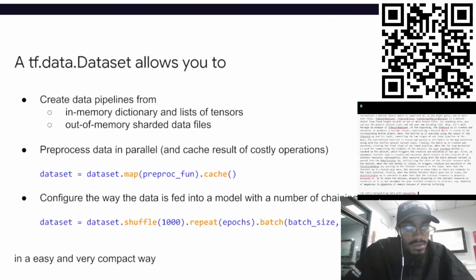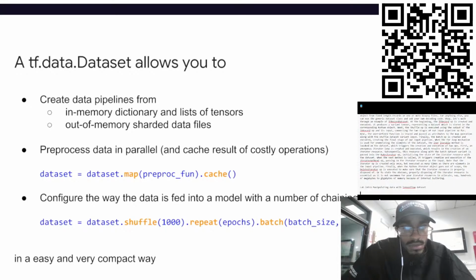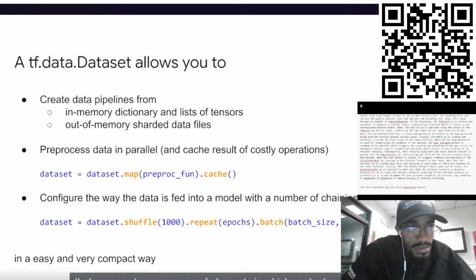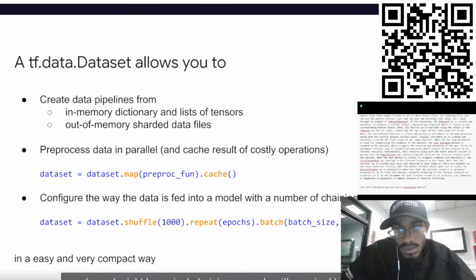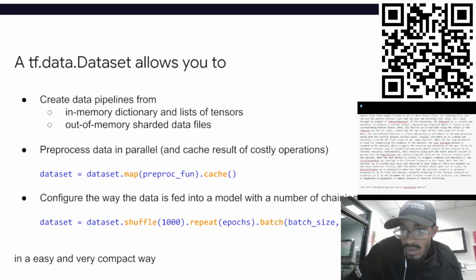The tf.data API introduces the tf.data.Dataset abstraction that represents a sequence of elements, in which each element consists of one or more components. For example, in an image pipeline, an element might be a single training example with a pair of tensor components representing the image and its label.